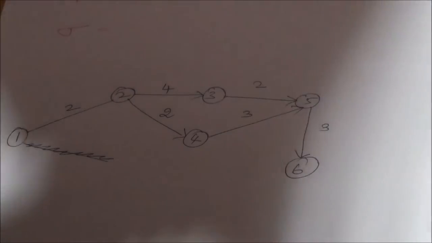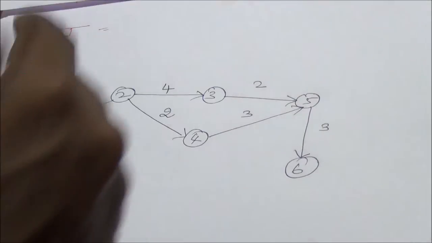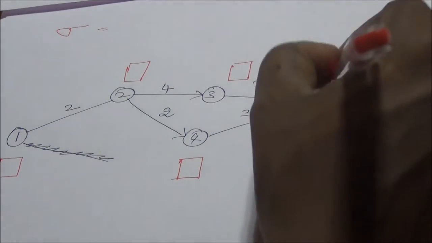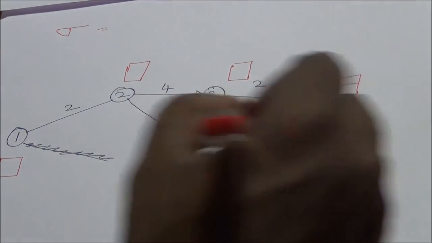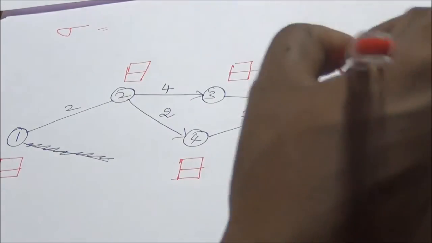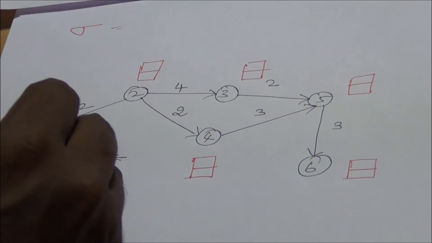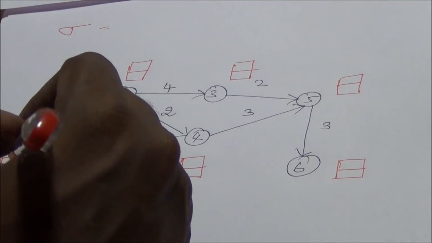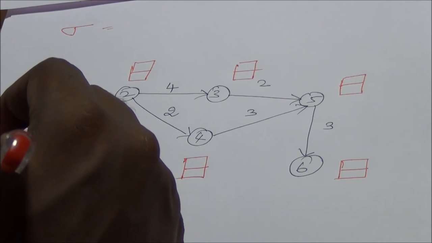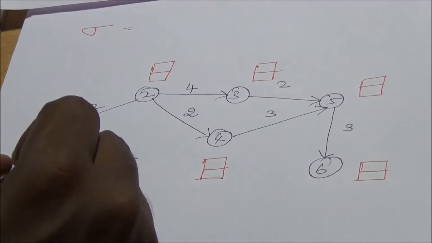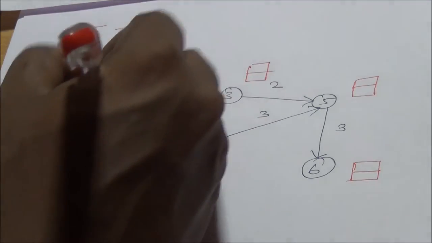So we will solve this by using a critical path network. We have to put a box for calculating the earliest start time and the latest completion time. For node 1 there is no incoming arrow, so we put 0 here and also 0 here, since the earliest and latest times will be 0 for the first node. For the second node it is 0 plus 2, since we have only one incoming arrow, that is 2.